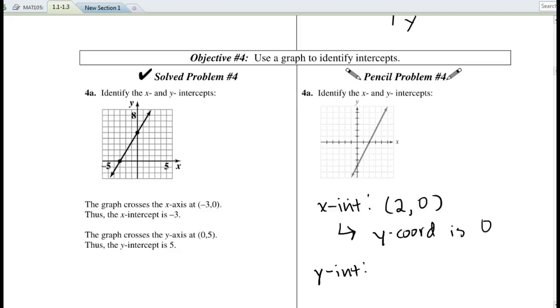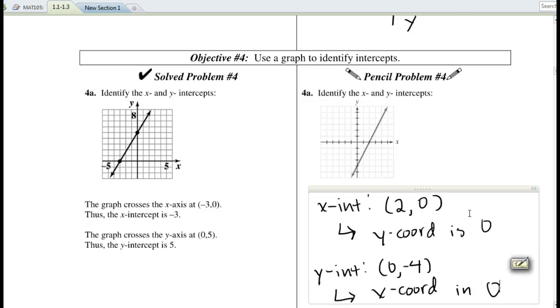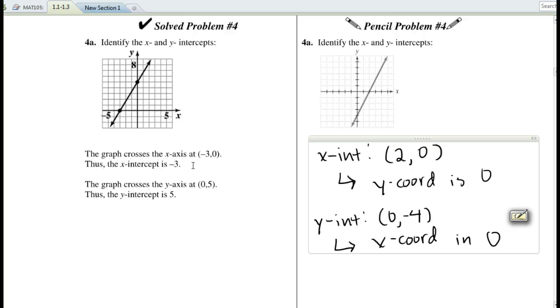How about the y-intercept? Well, negative 1, negative 2, negative 3, negative 4. This is 0, negative 4. So on a y-intercept, the x-coordinate will always be 0. So if you have an algebraic type equation, if you plug in x equals 0, you can find the y-intercept, and if you plug in y equals 0, you can find the x-intercept.